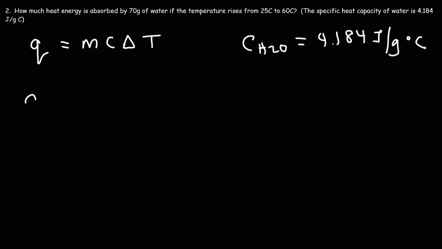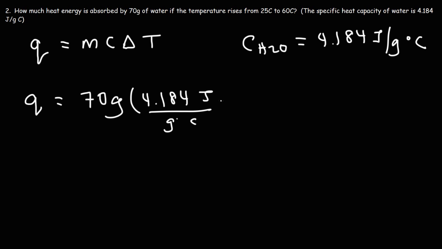Now let's go ahead and plug in the numbers for this equation. M is 70 grams, C is 4.184, and let's write the units: joules per gram per Celsius.